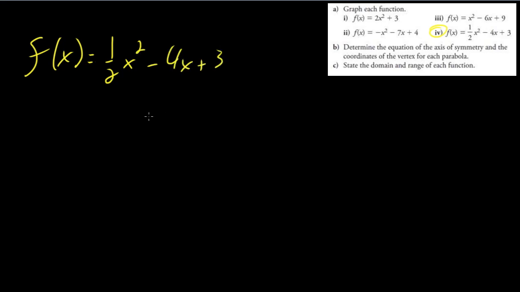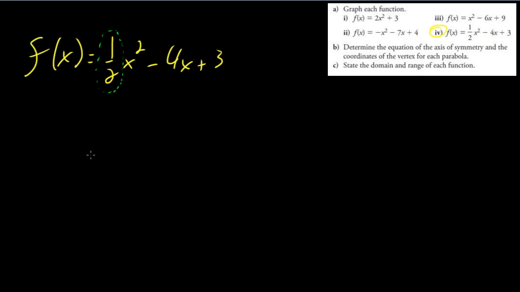Graph each function, determine the equation of the axis of symmetry, state the coordinates of the vertex, state the domain and range. Let's just talk about this for a second. If I have f of x equals one half x squared minus 4x plus 3, we should be able to tell a couple things about this. First off, we know that the a value is positive. It's a fraction, but that's okay. It's positive, so we know that this parabola is going upwards.